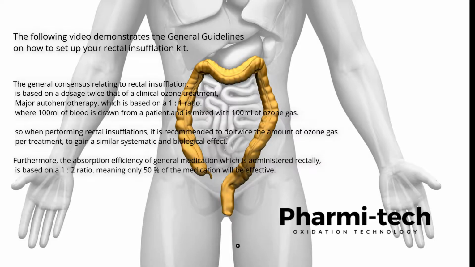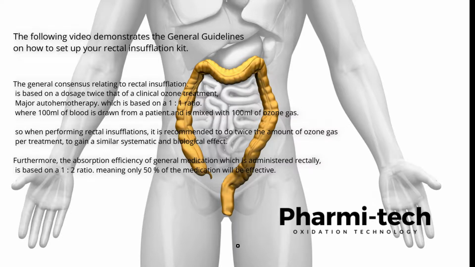The following video demonstrates the general guidelines on how to set up your rectal insufflation kit. The general consensus relating to rectal insufflation is based on a dosage twice that of the clinical ozone treatment, major autohemotherapy, which is based on a 1:1 ratio, where 100 ml of blood is drawn from a patient and is mixed with 100 ml of ozone gas.